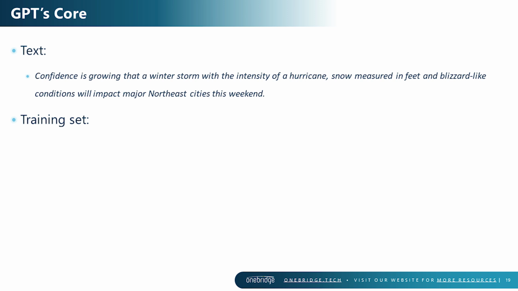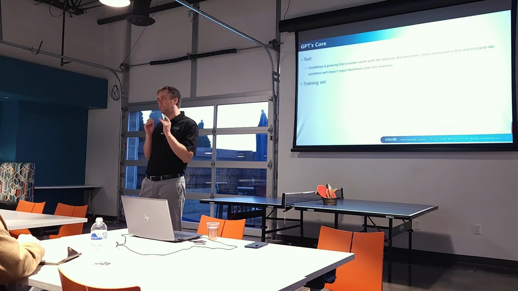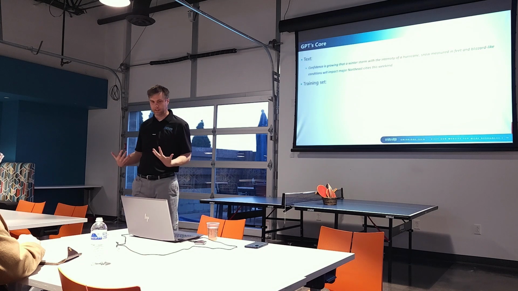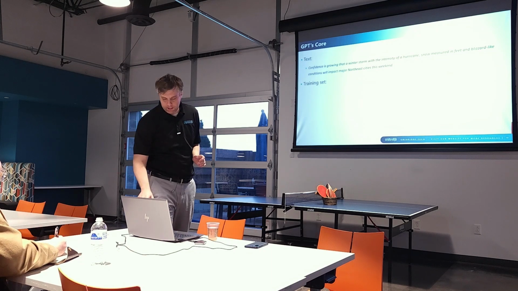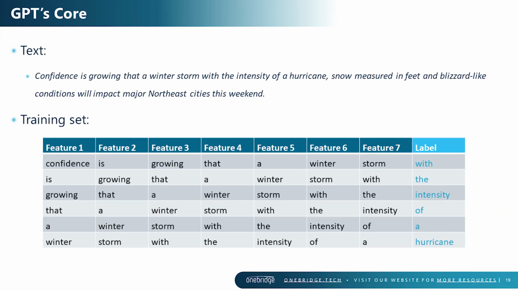So let's look at this text here. This is a snippet from a news story I grabbed a while ago. Confidence is growing that a winter storm with the intensity of a hurricane, snow measured in feet, and blizzard-like conditions will impact major northeast cities this weekend. So how can we teach a computer to understand this sentence? The way GPT does it is actually kind of clever. It takes the words and makes each word its own feature, and it's trying to predict the next word, given a sequence of words.